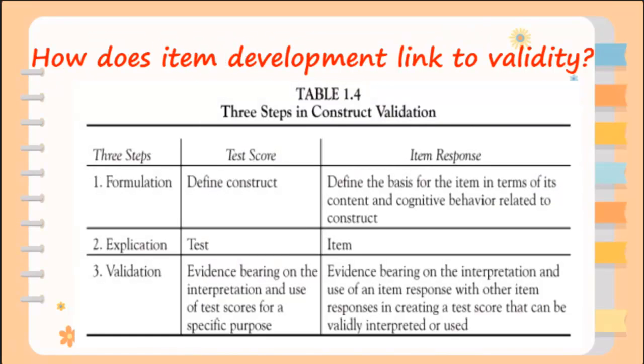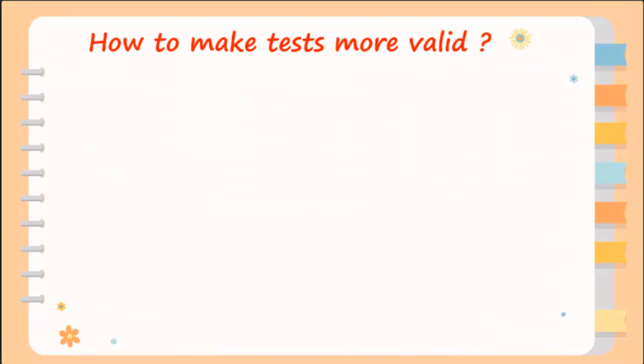Because we see that the test items are included in the test, and sometimes the items can be said to be the test. So that's the reason why we would like to talk about how to make the test more valid, to make the items more valid. So we have four steps.